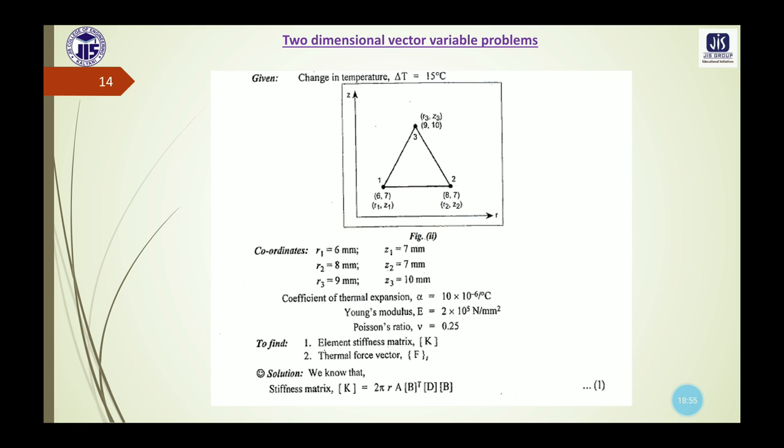So these are the things given in this numerical. Now let us write in detail all the values which are actually given in this numerical. Now the change in temperature delta T is given as 15 degree centigrade, and from the given coordinates of this triangular element we can write, corresponding to node 1, R1 is 6 millimeter and Z1 is 7 millimeter. Then corresponding to node 2, R2 is 8 millimeter and Z2 is 7 millimeter. Then corresponding to node 3, R3 is 9 millimeter and Z3 is 10 millimeter.